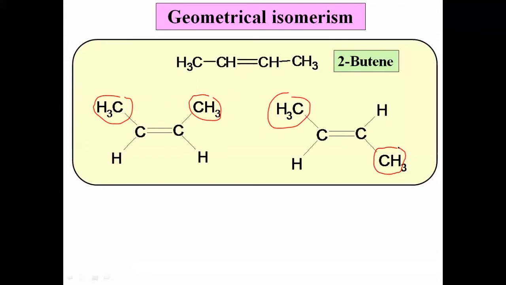Here the arrangement of atoms or groups around the double bond is different. Both are 2-butene. Both isomers have the same molecular and structural formula. But the arrangement of atoms or groups around the double bond is different, and such isomers are called geometrical isomers, and that phenomenon is called geometrical isomerism. The best example is 2-butene. It has two isomers. One is called cis and the second is trans.